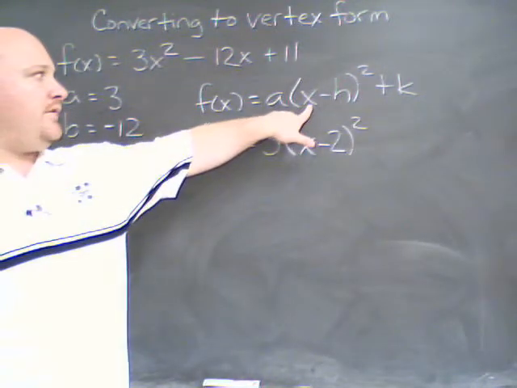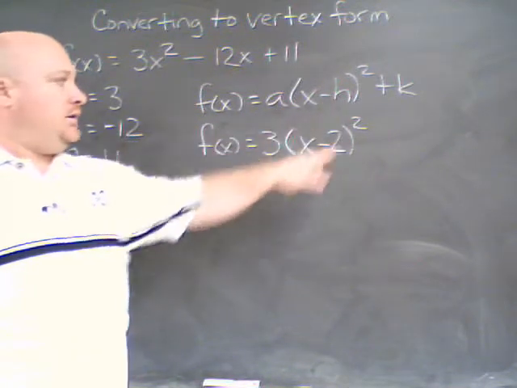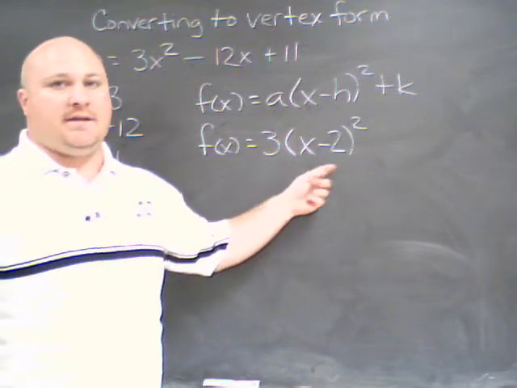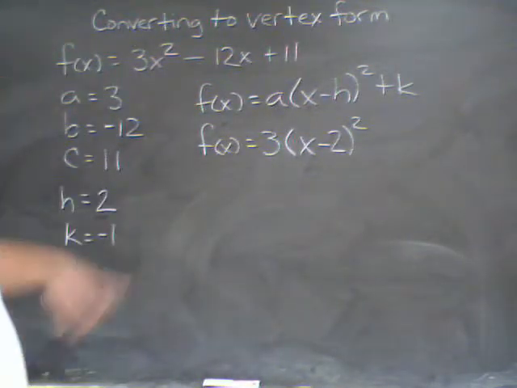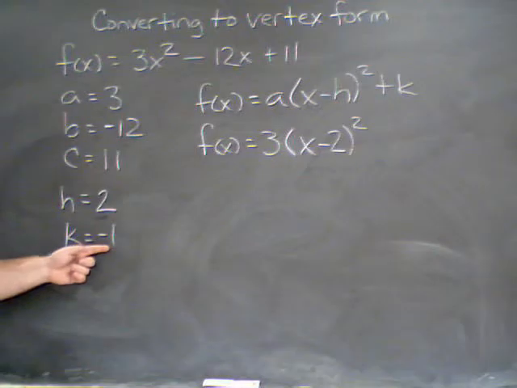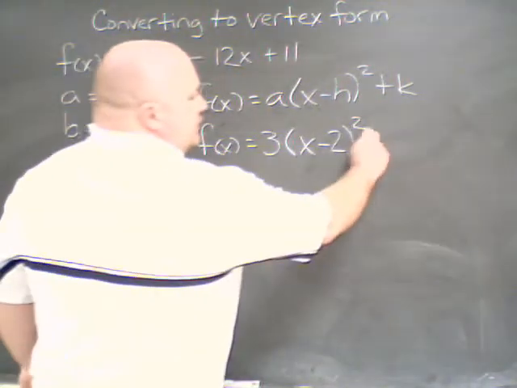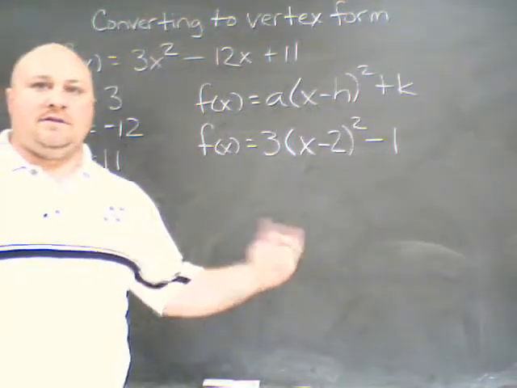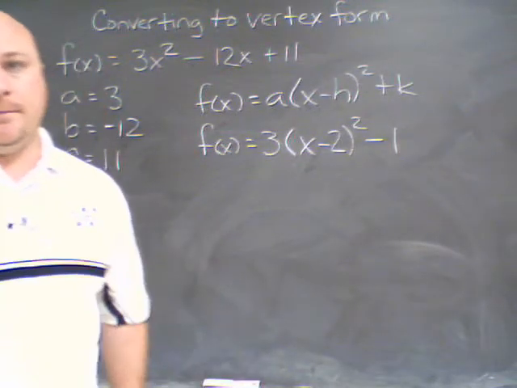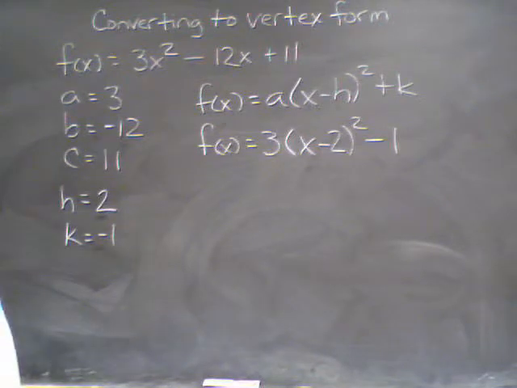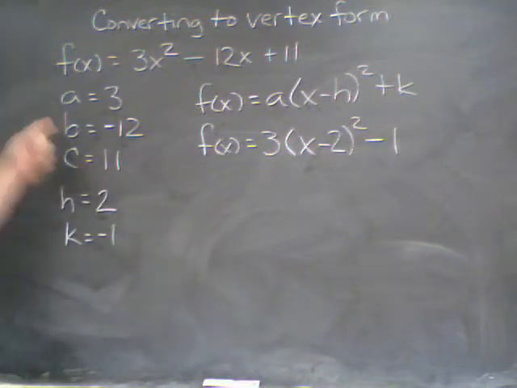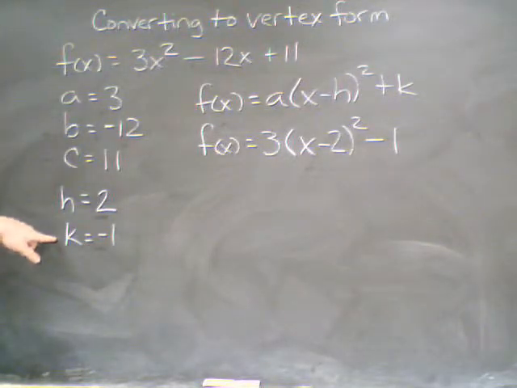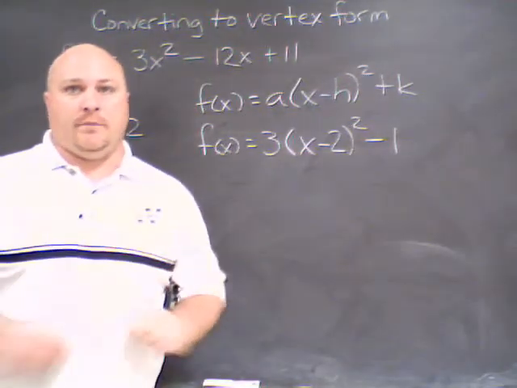Remember I've got x minus h. So if h is here, even though it's positive, it's going to go in my formula as x minus 2. And then I'm going to finish up with k, which is negative 1. So I'm just going to subtract 1 from the end. And now this is converted to vertex form. So the key things to find are A, B, and C. Use your formulas to find H and K, and then plug into your vertex form here.